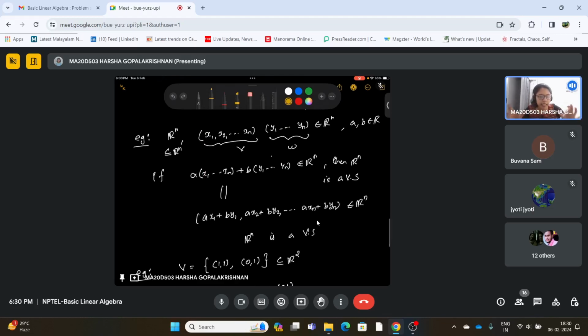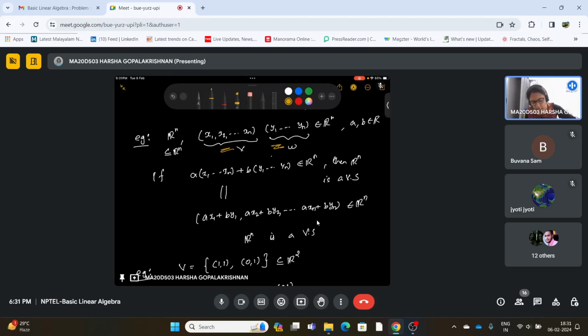Now, if we are taking Rn, Rn itself is a subset of Rn. If we are given any subset of Rn, to check whether that subset is a vector space or not, we need to check whether aV plus bW belongs to that subset. Now we are taking the set Rn, V is Rn, and two elements, V as x1, x2, etc., xn and W as y1, etc., yn. And scalars we are taking, some a, some b. It can be 1, 2, 3, minus 1, anything. It is from real numbers.